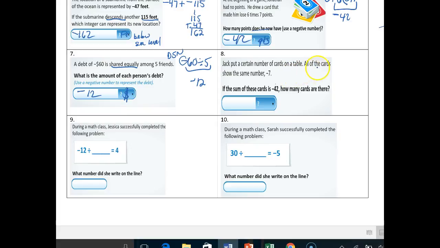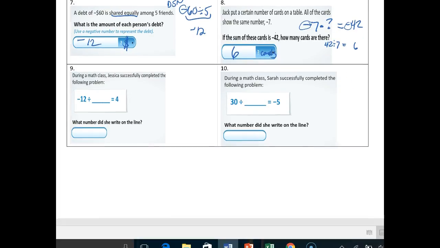Jack put a certain number of cards on the table. All the cards show the same number, negative 7. If the sum of these cards is negative 42, how many cards are there? So basically he's saying all the cards are negative 7. They add up to negative 42. But another way to think about this is negative 7 times what, how many cards there are, equals negative 42. So negative 7 times question mark equals negative 42. And that's basically just asking yourself, all right, what number times 7 gives me 42? Hopefully your answer is 6. Another way you could do that is 42 divided by 7 to get 6. Now, my answer will be positive 6, and the reason why is because this was a negative, and my answer was a negative. If I had a negative 6 in there, negative 6 times negative 7 would give me positive 42. So it's 6 cards.